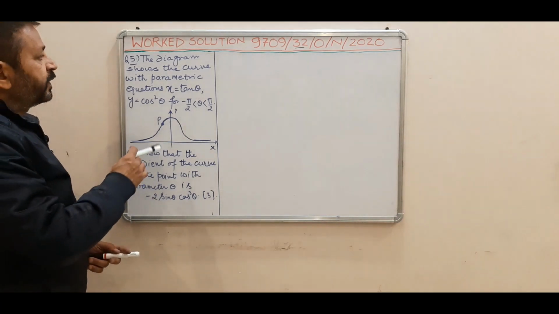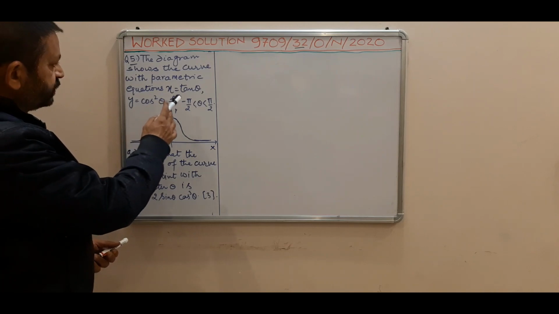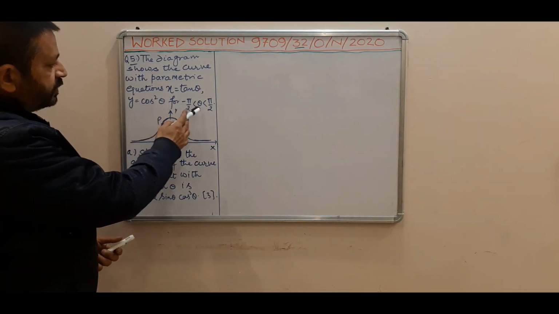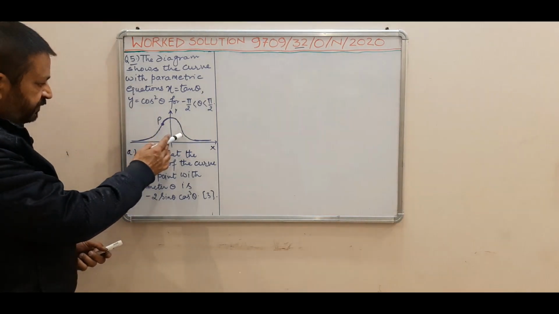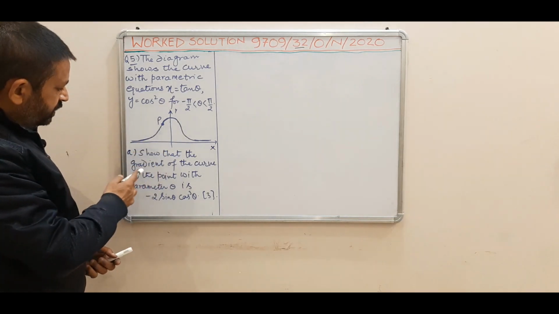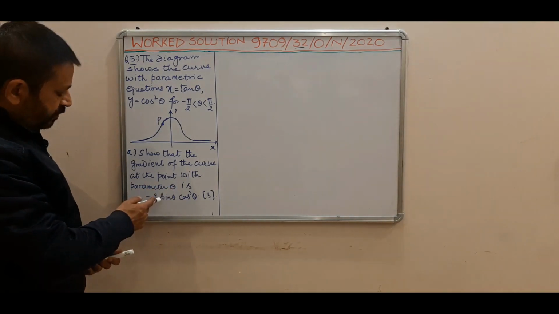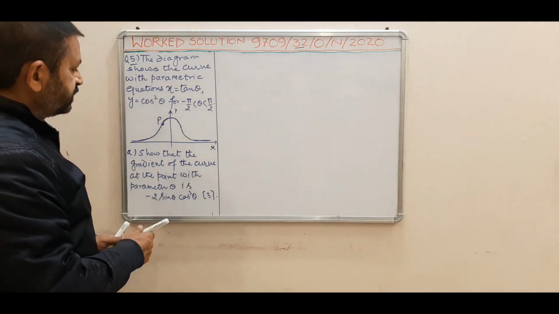Question number 5. The diagram shows the curve with parametric equations x equals tan theta, y equals cos square theta, for theta between minus pi by 2 and pi by 2. So this curve is given by these two equations. First part is: show that the gradient of the curve at the point with parameter theta is minus 2 sine theta cos cube theta. This question carries 3 marks.